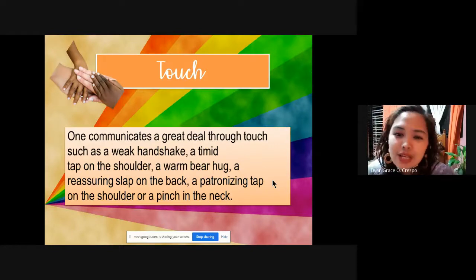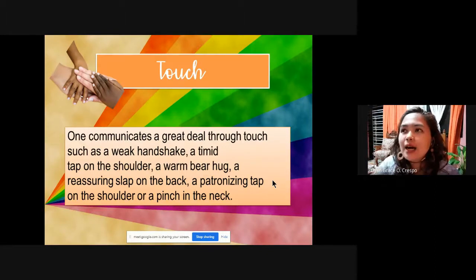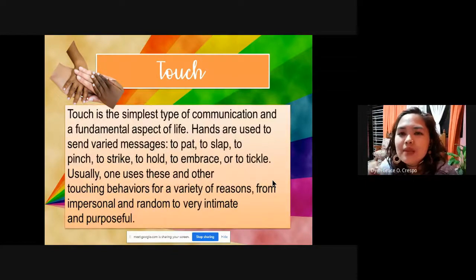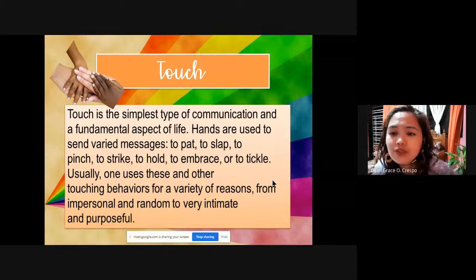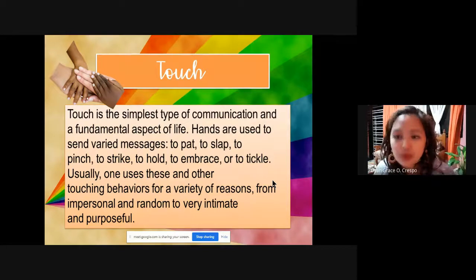That's why, in education, we also have this TPR or total physical response. So, sometimes with gestures, children like to be tapped or maybe they could hold something, because touch is very important too. Touch is the simplest type of communication and a fundamental aspect of life. Hands are used to send messages, to pat, to slap, to pinch, to strike, to hold, to embrace, or tickle. Usually, one uses this and other touching behaviors for a variety of reasons, from impersonal or random to very intimate or purposeful. So it depends.